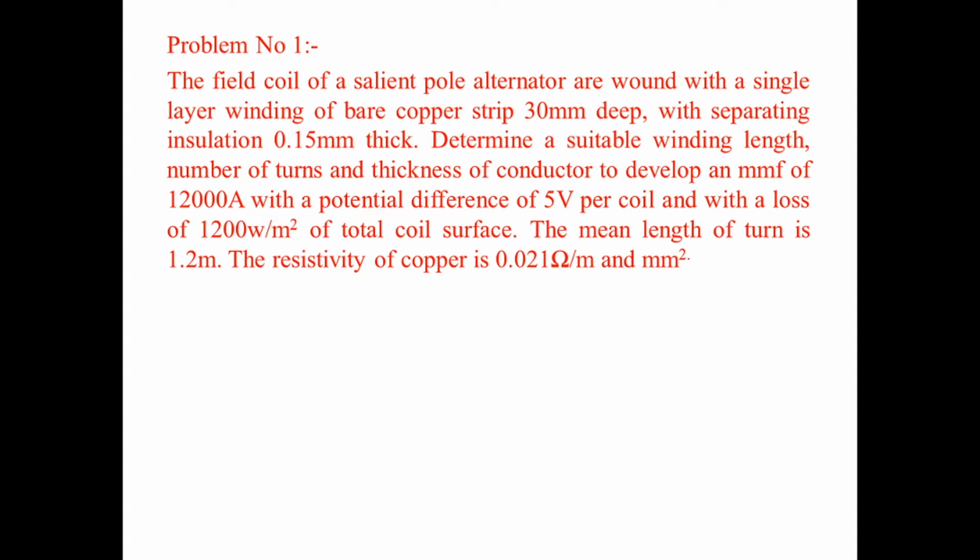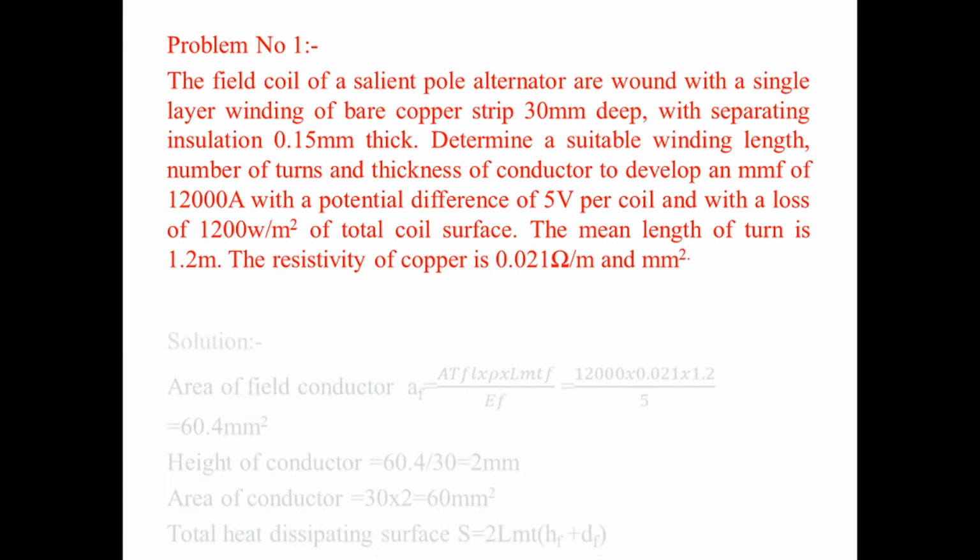and with a loss of 1200 watt per meter square of total coil surface. The mean length of the turn is 1.2 meter and the resistivity of the copper is 0.021 ohm per meter per millimeter square. So resistivity rho is considered as 0.021 ohm per meter and millimeter square.